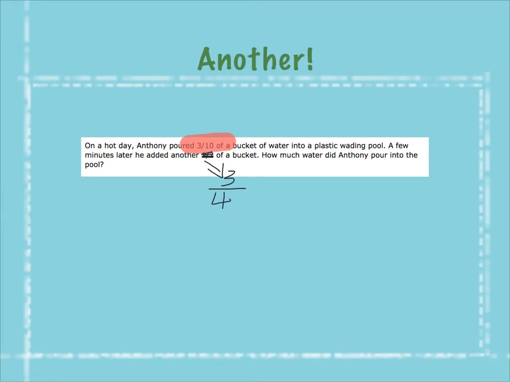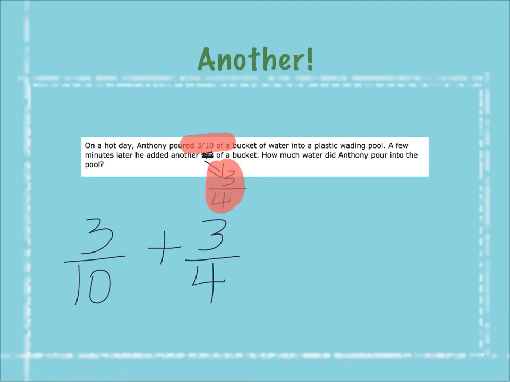So your new problem should say, he added another 3/4 of a bucket. How much water did Anthony pour into the pool? So we want to know how much water he poured in together. We are going to add 3/10 plus 3/4. Okay. Pause the video, see if you can solve it on your own.